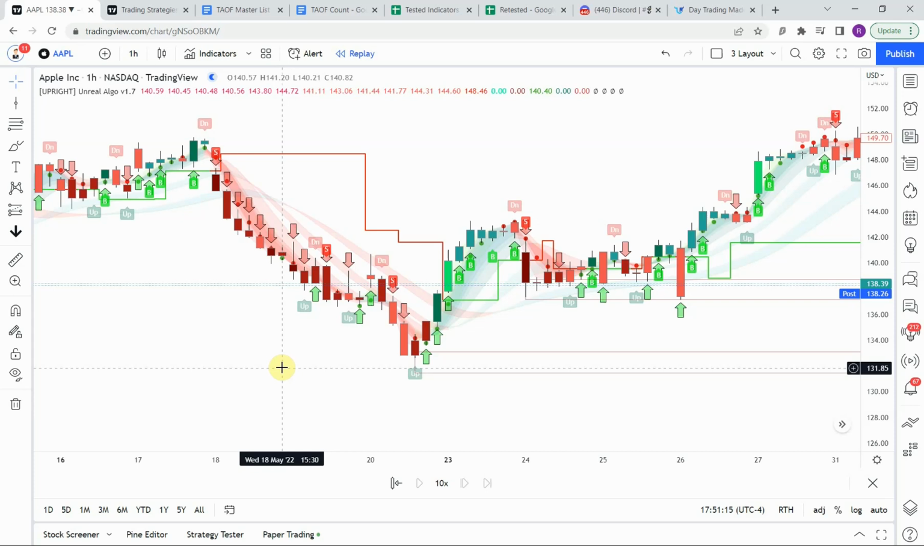Today we will be looking at an options trading strategy.